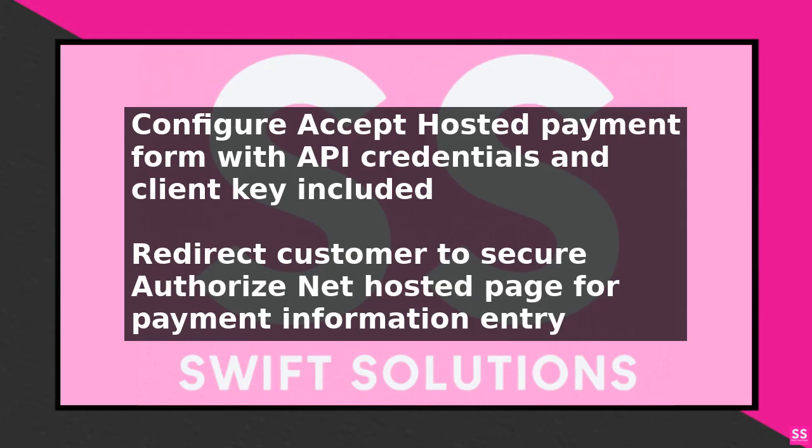When the customer submits their payment information, Authorize Net will handle the payment processing and return a response to your server. This response includes a token, which can be used to charge the customer's card. You can then use this token to create a payment transaction and complete the payment process.